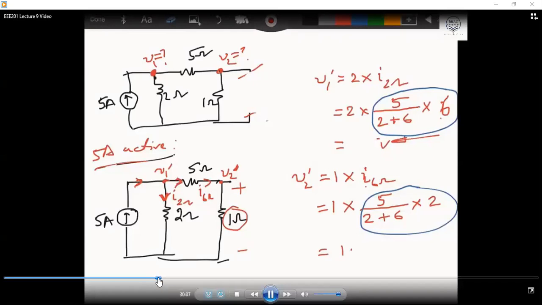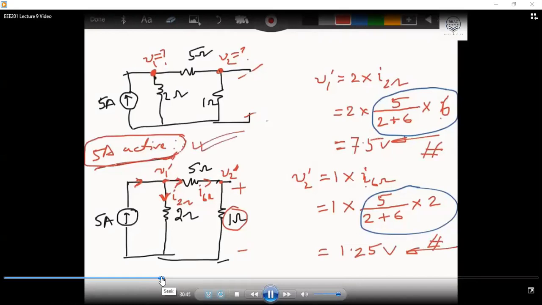Rest of you, please. Fine. Can you see? Okay, now it is 7.5. All of you are saying we get these two voltages, V1 prime and V2 prime. These two voltages we are getting here. Okay, so this thing we got from here.